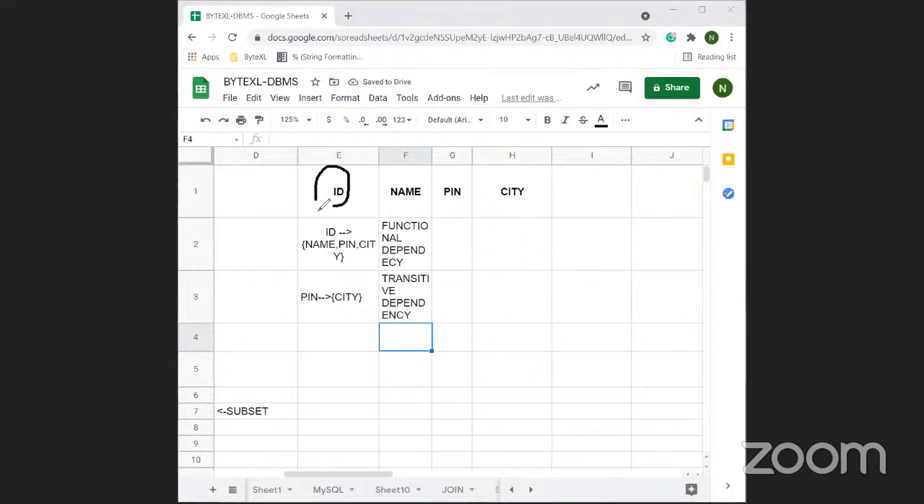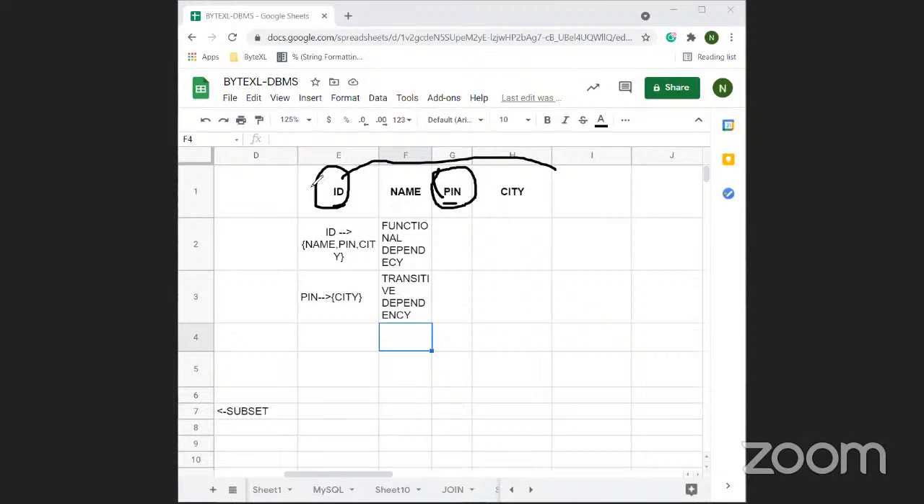Simply, ID is a prime attribute. One ID will only be there for one person, but PIN is not a primary attribute. From the same PIN code, multiple students or multiple employees can be there. If we are seeing the database of Aadhaar card, for each PIN code, thousands of people will be there. Therefore, it is not a prime attribute. It is a non-primary attribute.